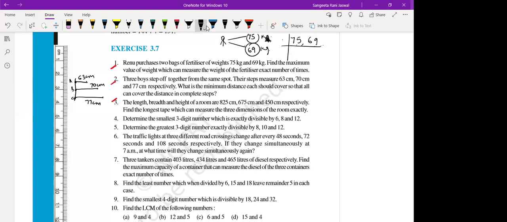One step, right? Respectively. What is the minimum distance each should cover so that all can cover the distance in complete steps? That means their last step should not be any small step or extra large step. They should complete. They should cover the distance in complete steps. Have you understood the question now?